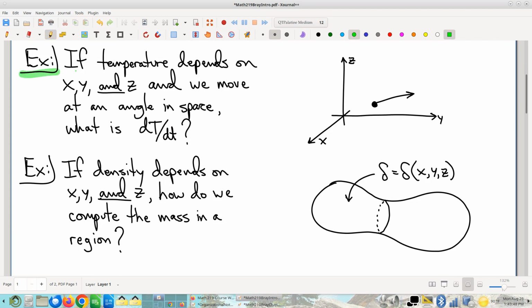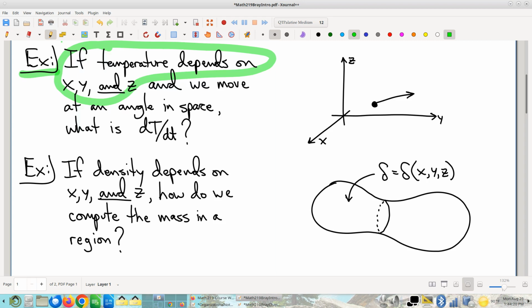Let's look at this first one right here. Suppose we have temperature as a function of position in space, so x, y, and z. So let's imagine this room right here. Right? The temperature is not constant. The temperature in that corner over there is not the same as the temperature right up next to that light bulb right there. So temperature depends on location by quite a bit.